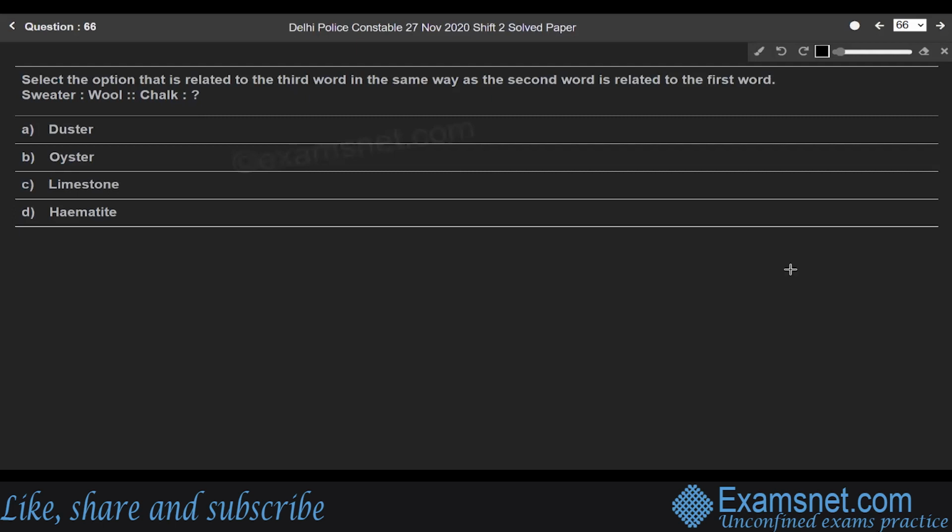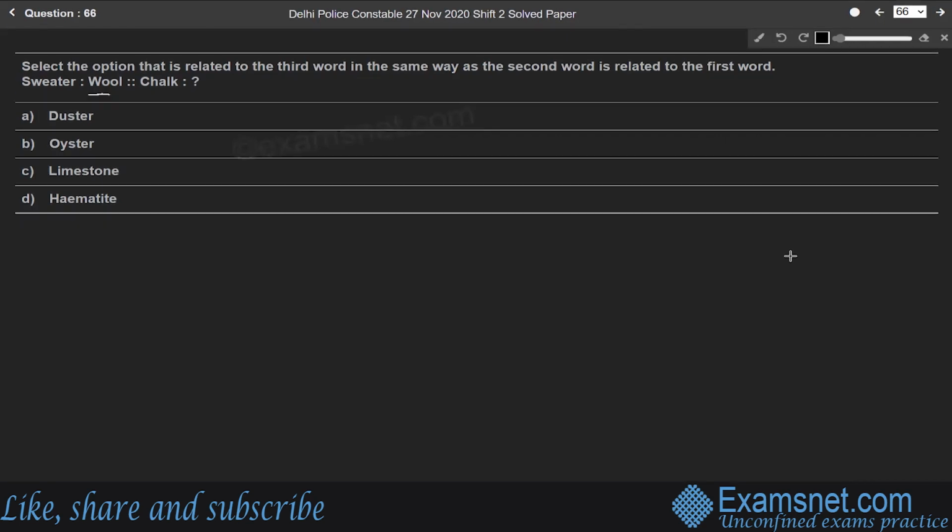Question 66. Select the option that is related to the third word in the same way as the second word is related to the first word. Sweater, wool. Therefore, chalk. So here, sweater is made from wool, right? Similarly, chalk is made up of limestone. Hence, option C is the right answer.